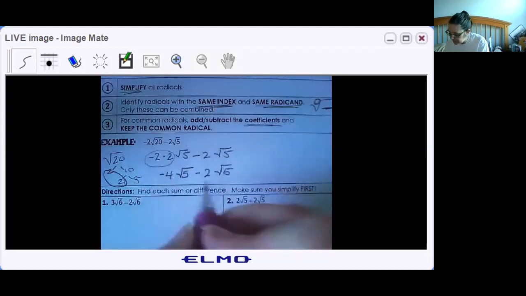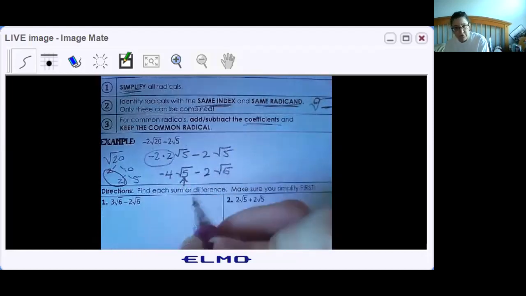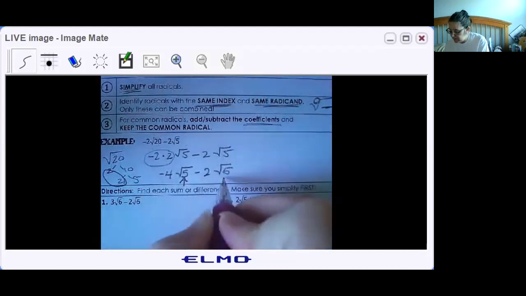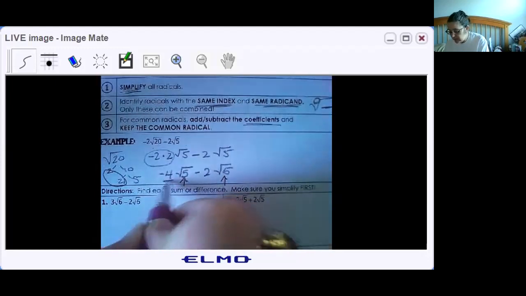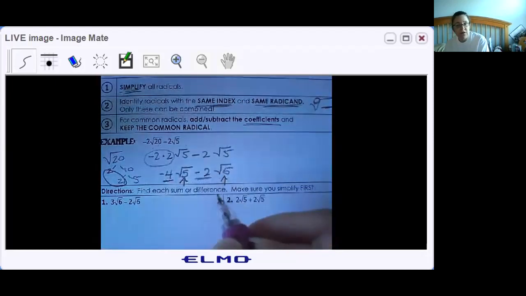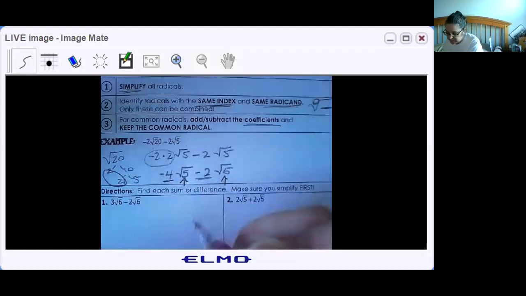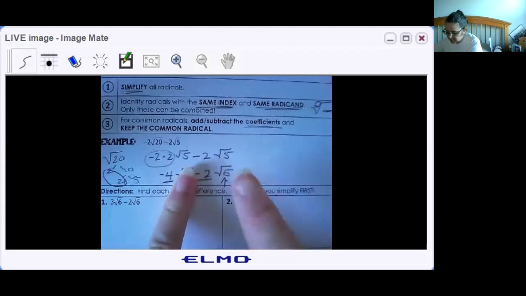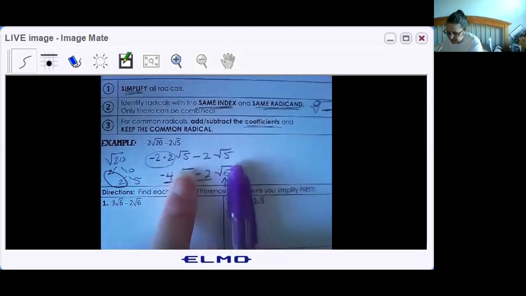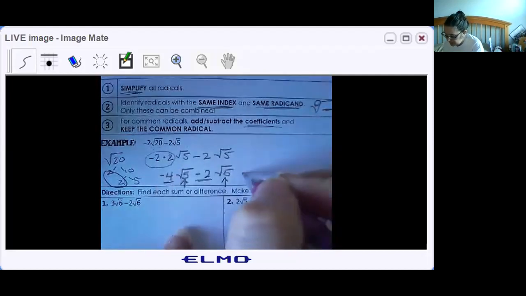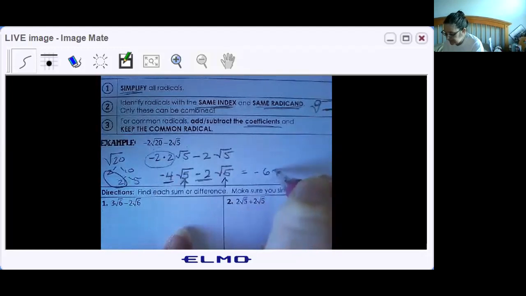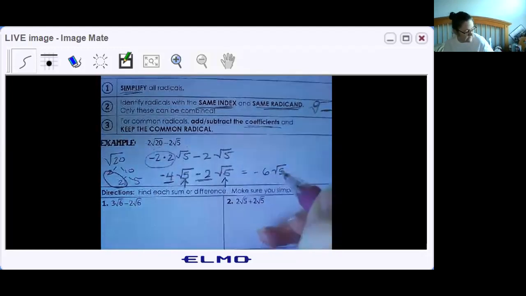Now, if we look carefully, the first term has a square root of 5, and the second term has a square root of 5, which means I can now combine the coefficients in front of them. So if I look at this and I cover up my radicals, I have negative 4 minus 2. So that's going to be negative 6, and then I just rewrite what's at the end. Okay.